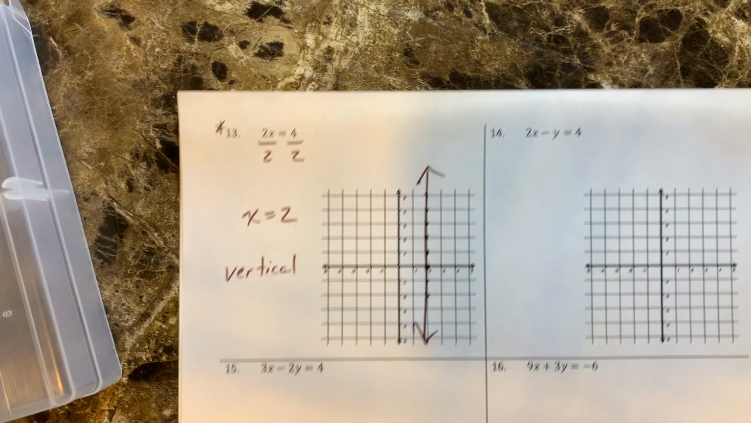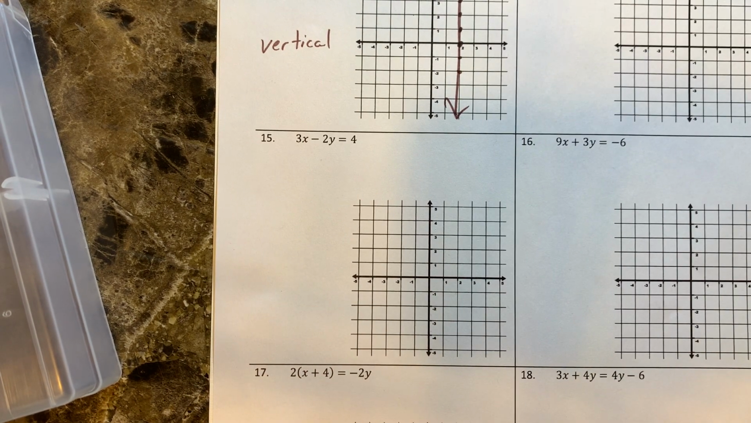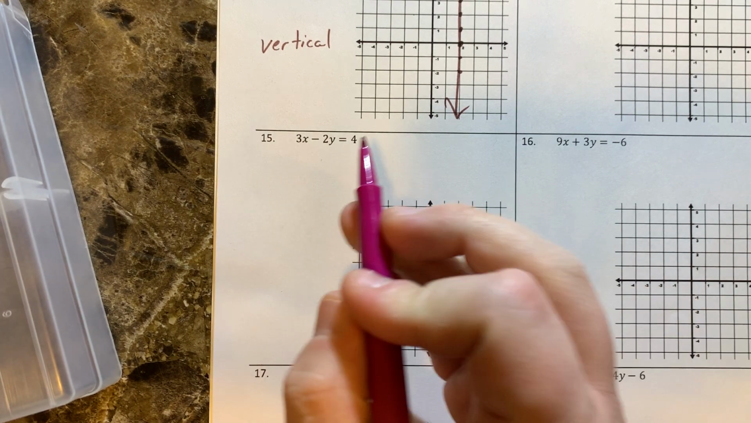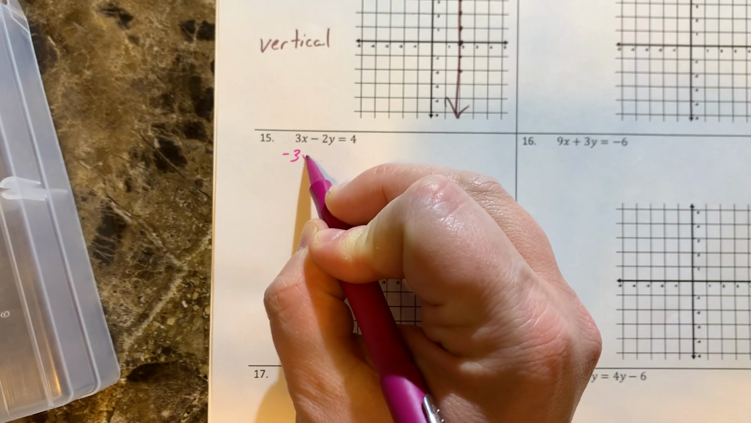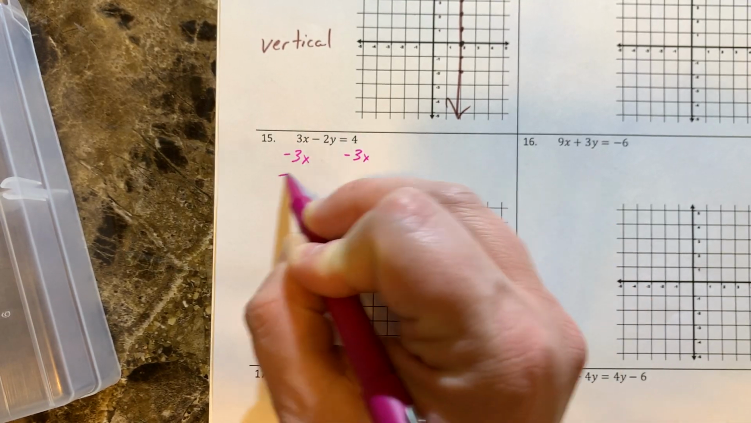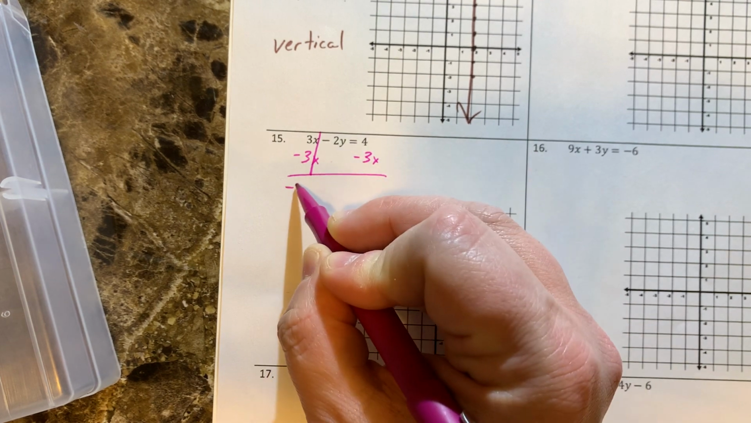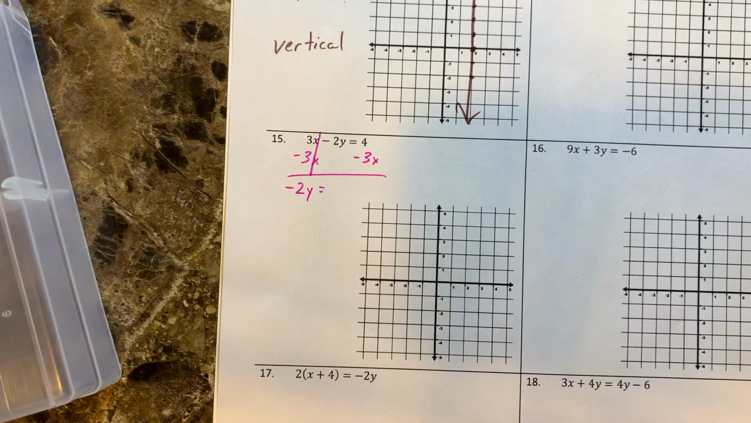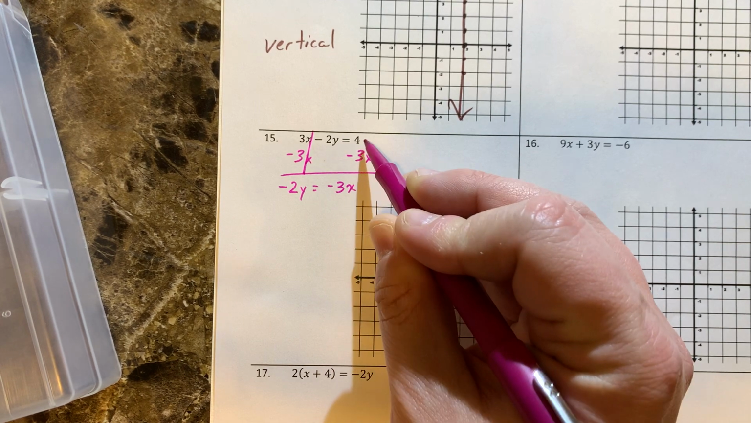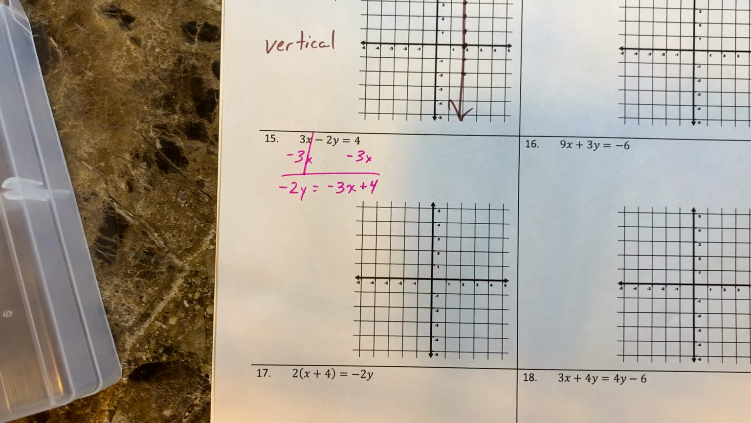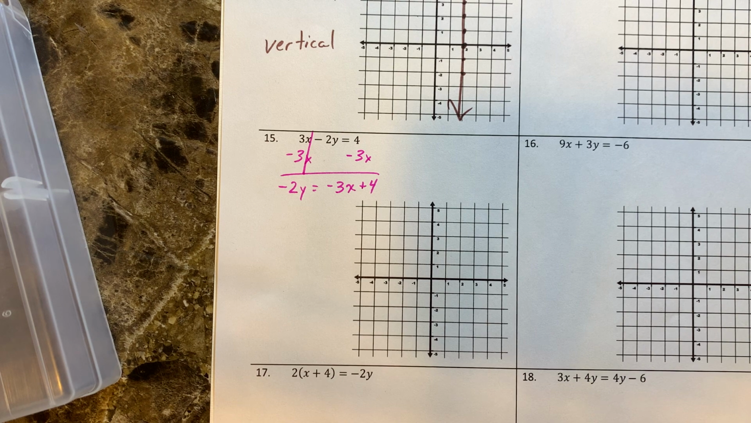Now, not a special case is number 15. If we go ahead and take a look at that, we will have to rearrange this a little bit. We need to get y by itself on the left side. So I need to subtract 3x from both sides. That leaves negative 2y as the only thing on the left, and unlike terms, negative 3x and positive 4 on the right.